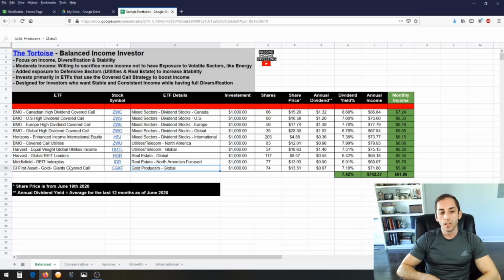So CGXF is one of my favorite gold ETFs. It uses covered calls, so the yield is pretty good, and it focuses on really the big global gold producers. So you're looking at, for this profile, an average dividend yield of about 7.42%, which is really, really good. So investing $10,000 would give you about $742 a year, which translates to about $62 a month, so pretty good.